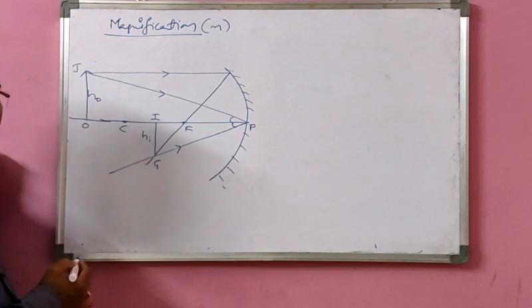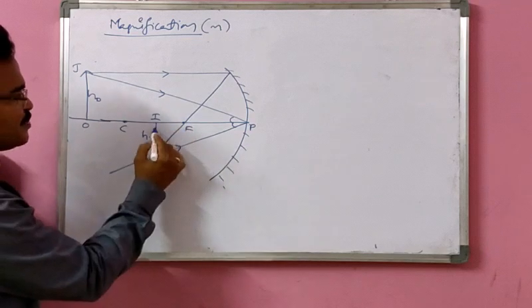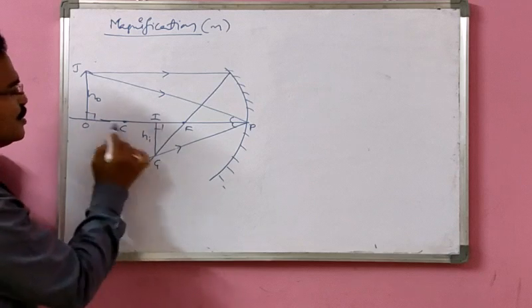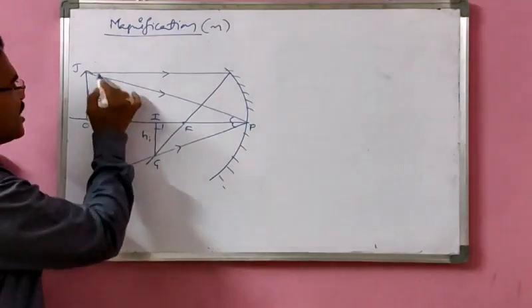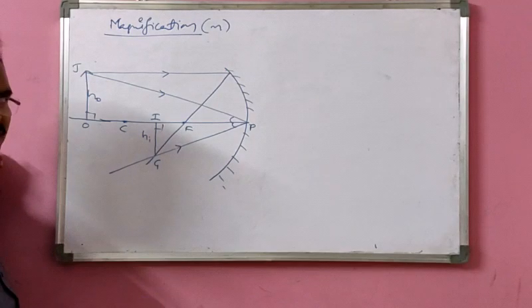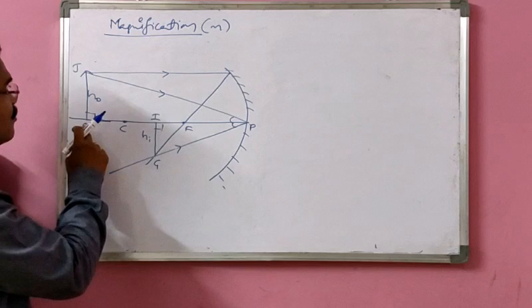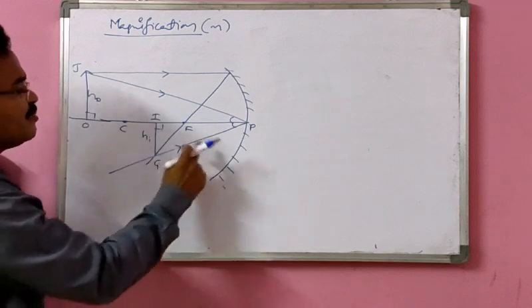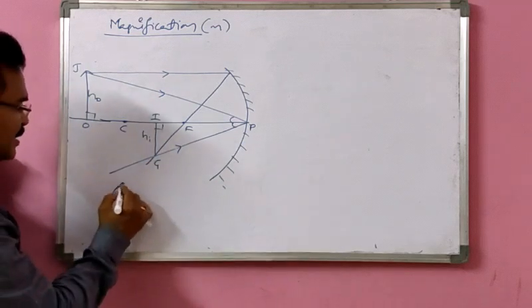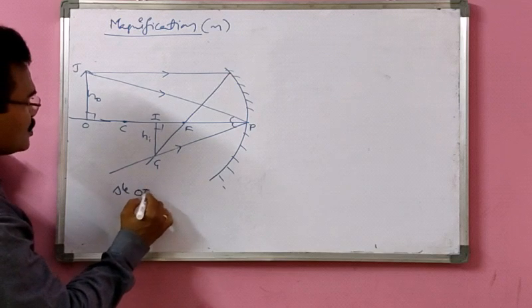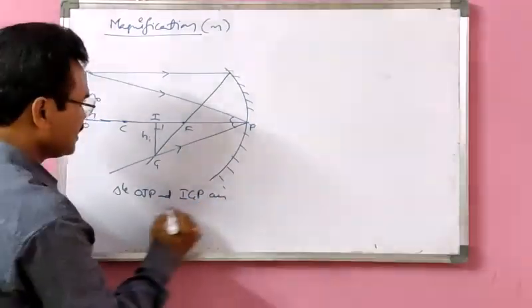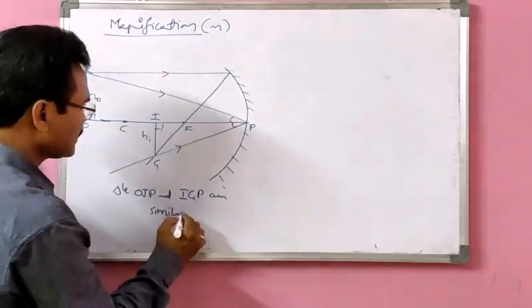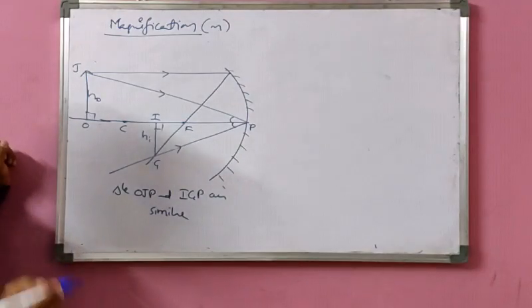Its height is HI. Now, from the figure, this is perpendicular, this is perpendicular. So these two angles and these two angles are the same. Automatically, this angle and this angle will be the same. So what I mean to say is that triangles OJP and IGP are similar. Similar means the ratio of the corresponding sides are equal.